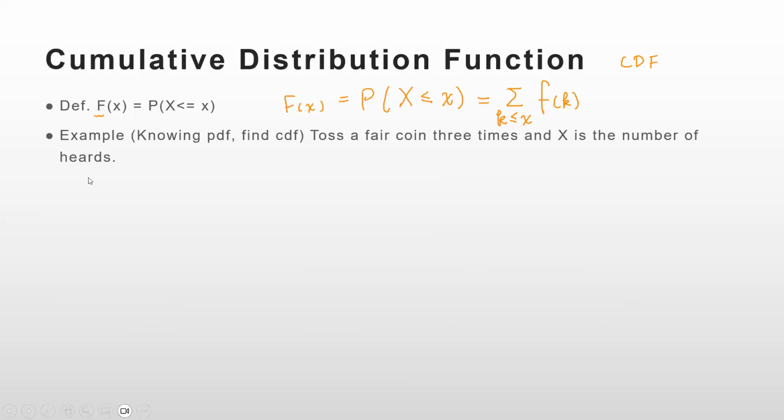All right, so let's look at an example. Toss a fair coin 3 times, and X is the number of heads. We just did that, right? You have 0, 1, 2, 3 with the probabilities 1/8, 3/8, 3/8, and 1/8. So this is x and this is little f(x). That's the PMF.